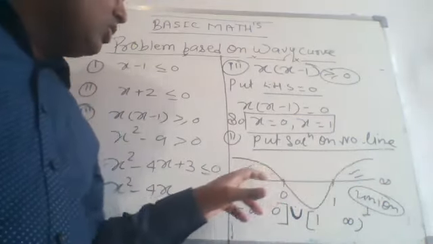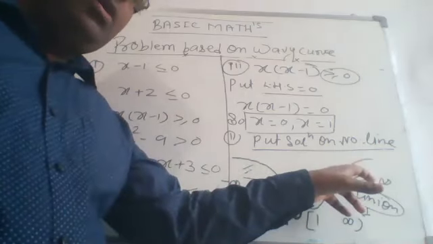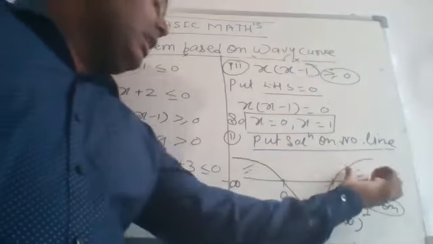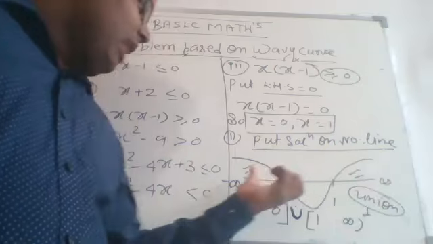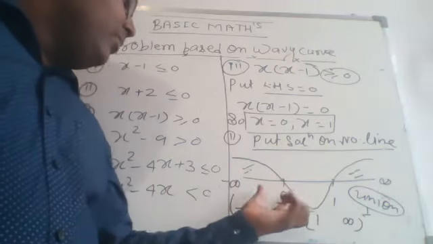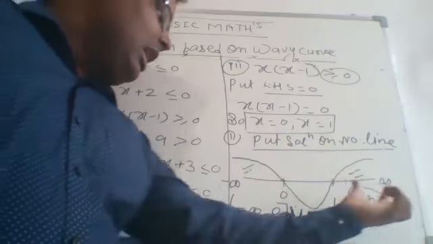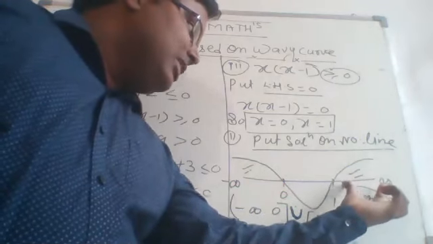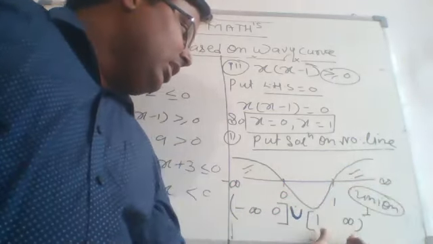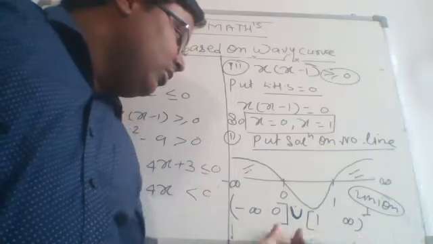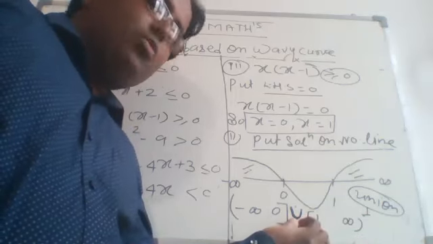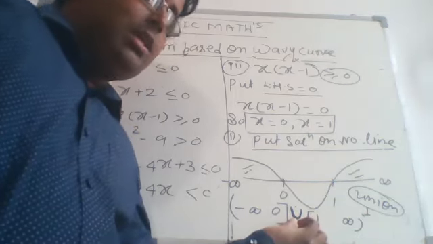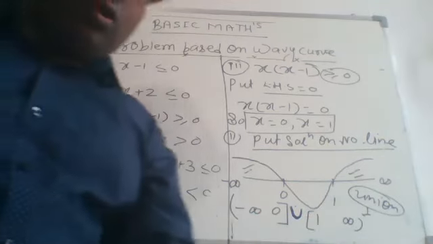So there are two portions of the wavy curve which are above the number line. First one is this one and second one is this one. So we have to write the solution as minus infinity to 0 for the first one, and we also have to combine the other solution, 1 to infinity, and to combine both intervals we have to use the union, which goes between both intervals simply. Okay, all of you, just write it down in your copy.